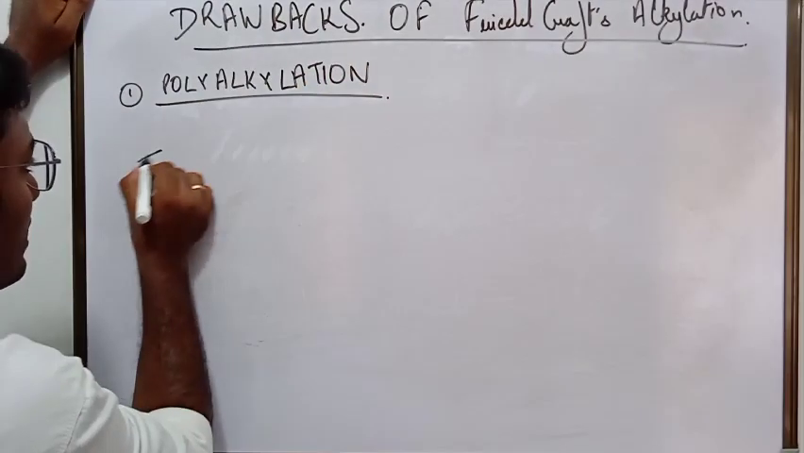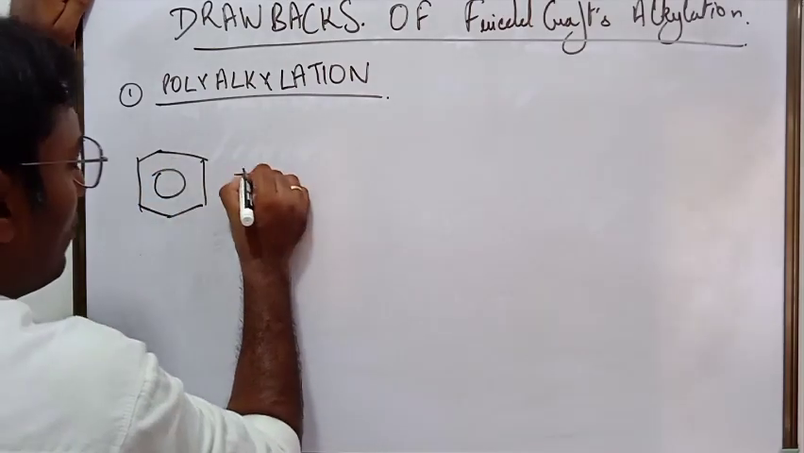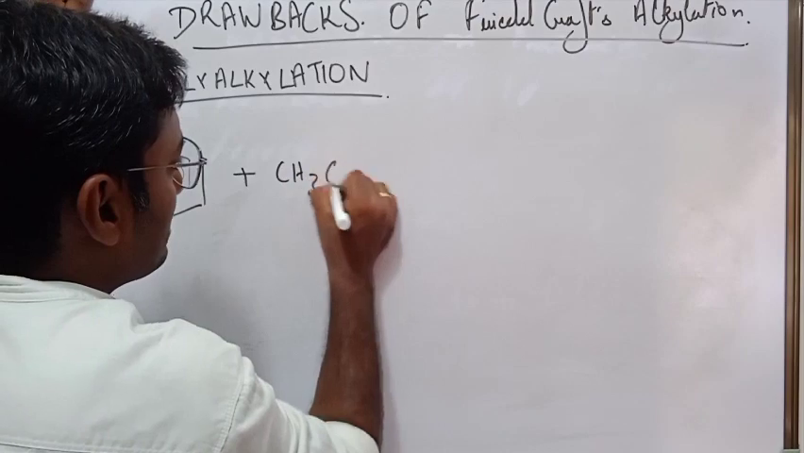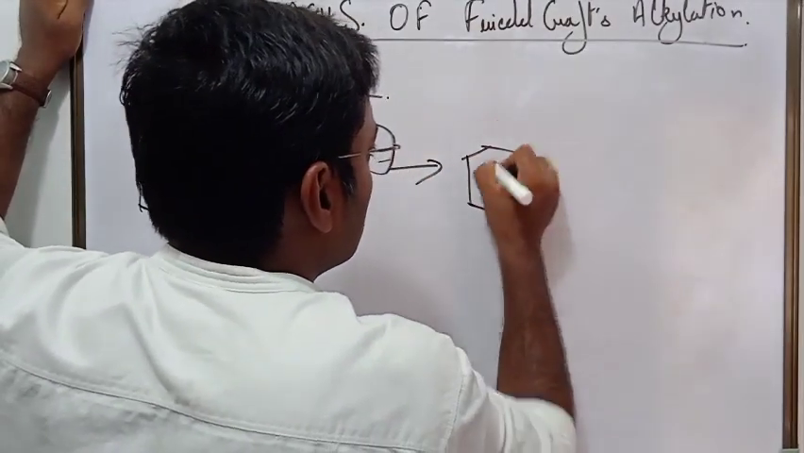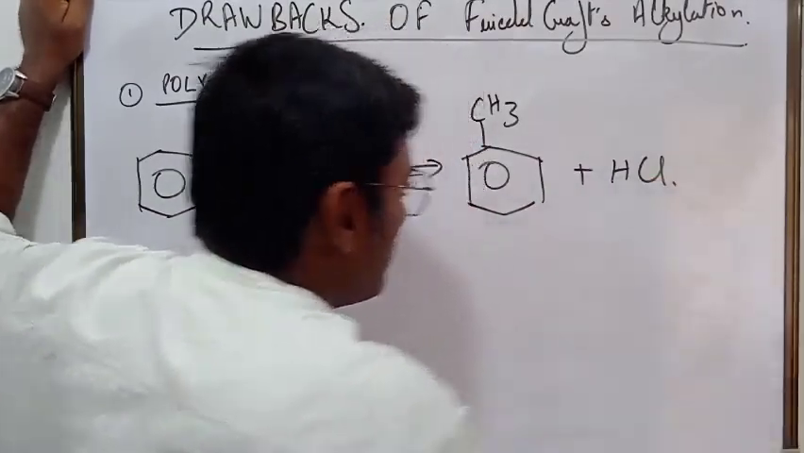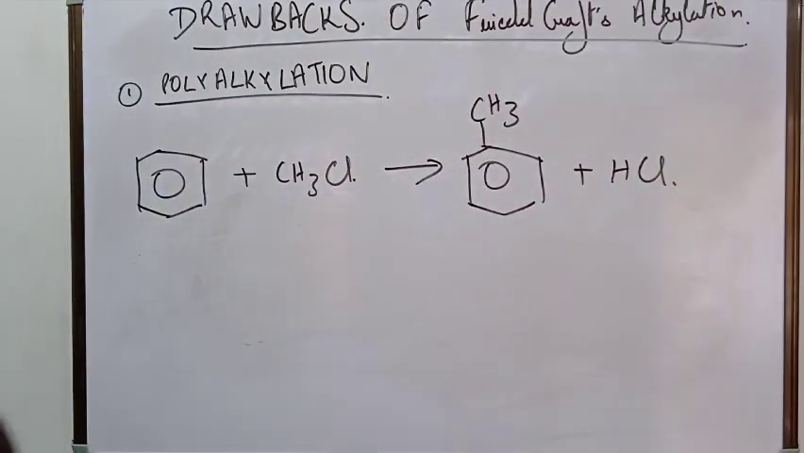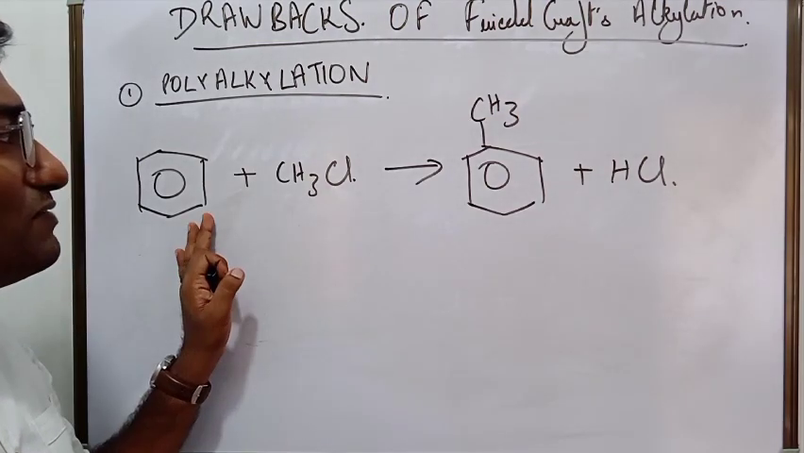So this is the reaction of our benzene ring, the Friedel-Crafts alkylation reaction. And what was the product that was formed? Any doubts? Just see. Wasn't this the reaction that we have drawn earlier? Yes, this was the reaction that we have drawn.